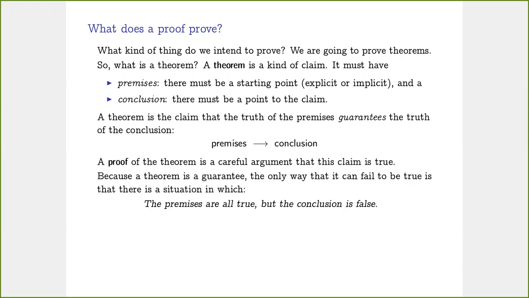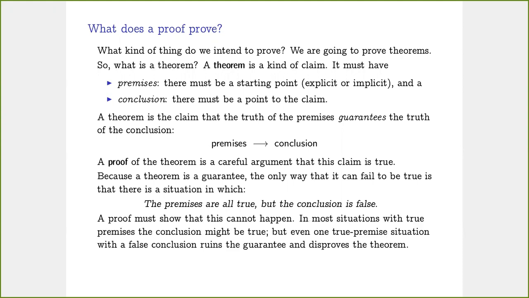Because a theorem is an implication or a guarantee, the only way that it can fail to be true is that there's a situation in which all the premises are true, but the conclusion is false. A proof must show that this cannot happen. In most situations with true premises, the conclusion might also be true, but even one situation with all true premises in which the conclusion is false ruins the guarantee and disproves the theorem.